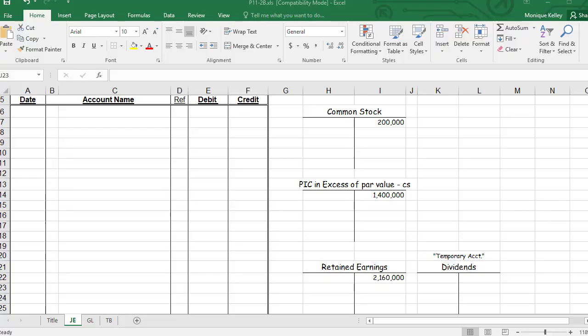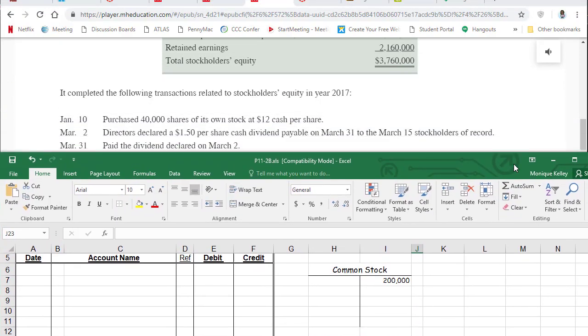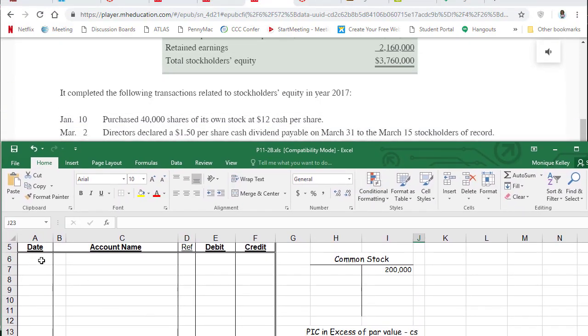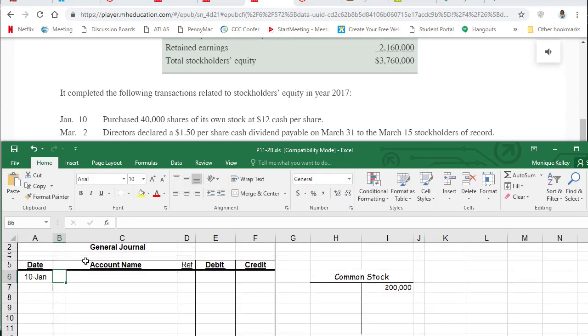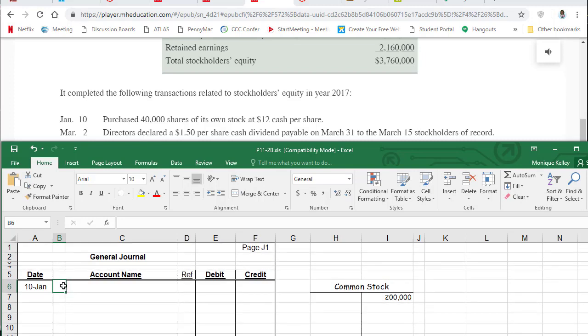This is where I'm going to pull up my paper and look at the detail, and my first entry will be January 10th. I'll go ahead and punch in the correct date, and everyone should know how to do journal entry formats now that we're at the end of the semester. I'm going to put 2017 there, and then in my general journal, I'm going to put the account to be debited first.